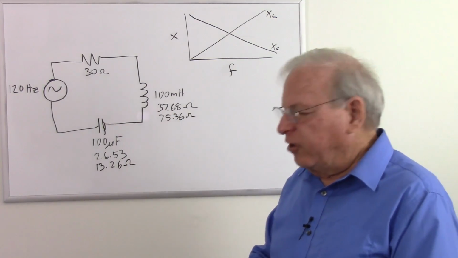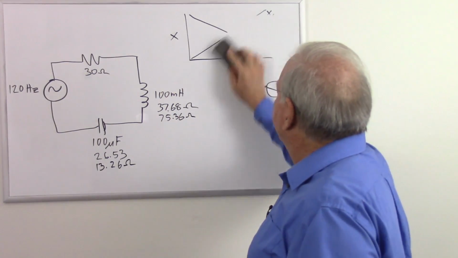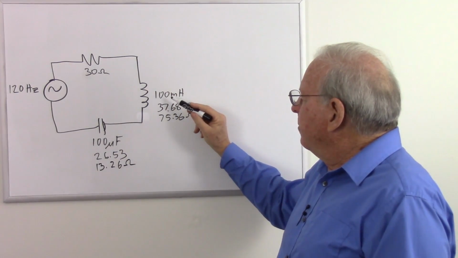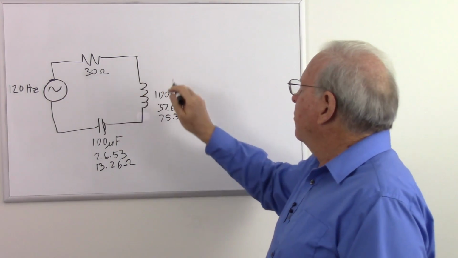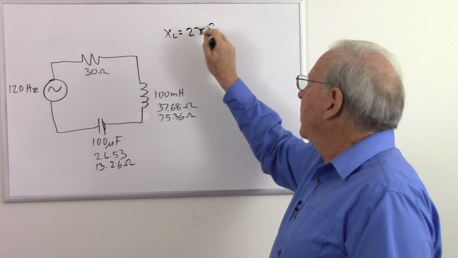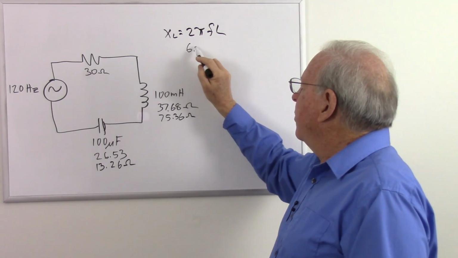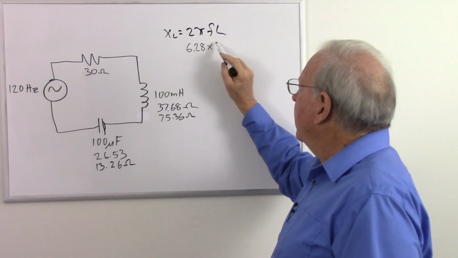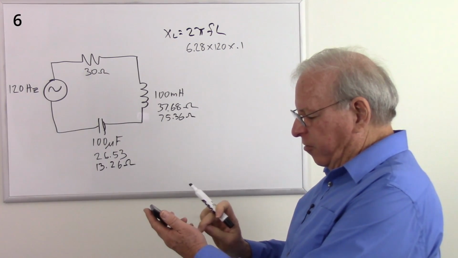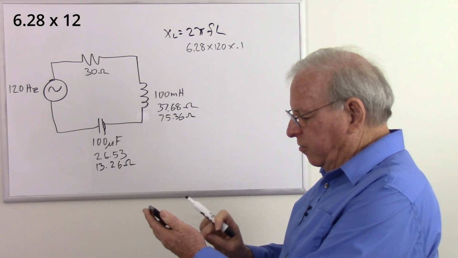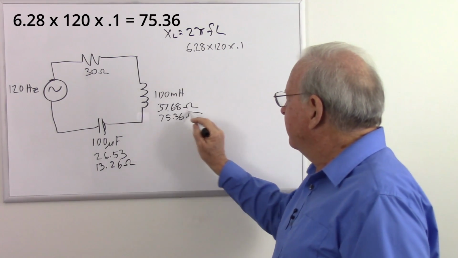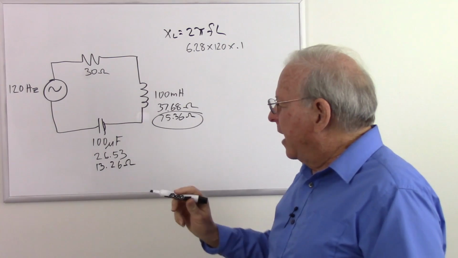Let's do the calculation and see if that comes out right. So let's leave those up there just to see if our numbers come out as we expect. So we have 100 millihenries and 120 hertz. So what's the formula? X sub L equals 2 pi FL. So that's going to be 6.28 times 120 times 0.1. Let's do the calculation. 6.28 times 120 times 0.1 equals 75.36.